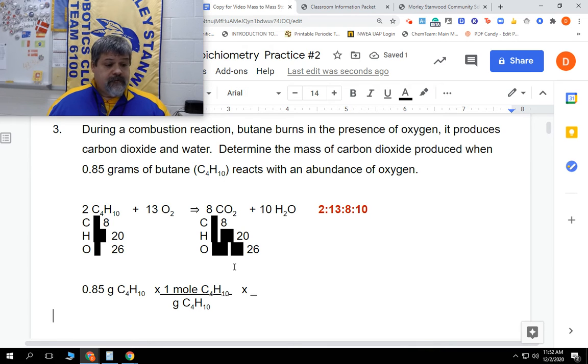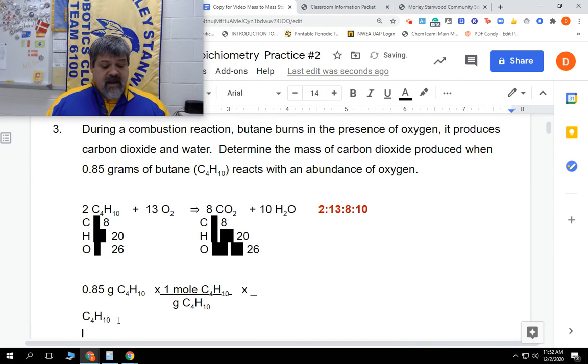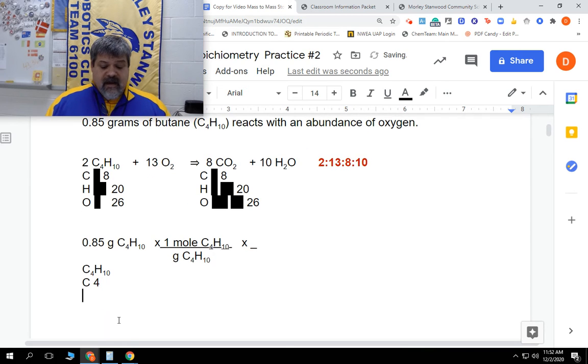molar mass of butane. So if I go ahead and I paste the formula for butane, I know that I have carbon, and we have 4 of them. Okay, I have hydrogen, and we have 10 of them. So 4 times the atomic weight of carbon, which is 12. Okay, so we're going to put the times in there, and that should equal 48. We'll double check that. And 10 times the atomic weight of hydrogen, which is 1. And that would equal 10.